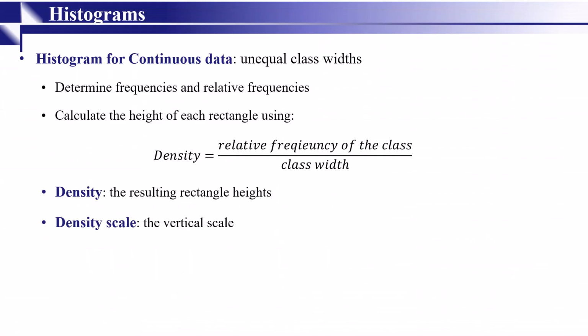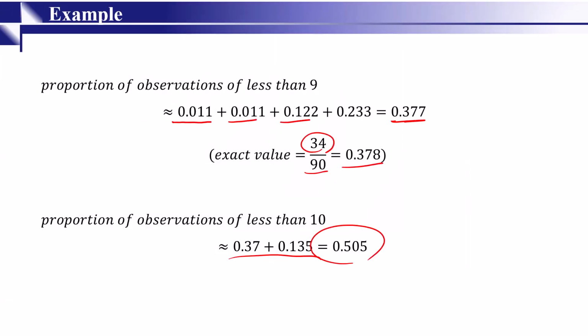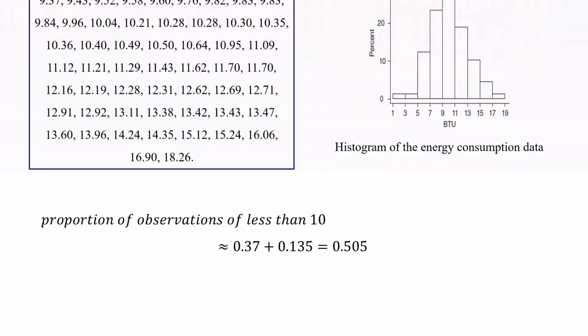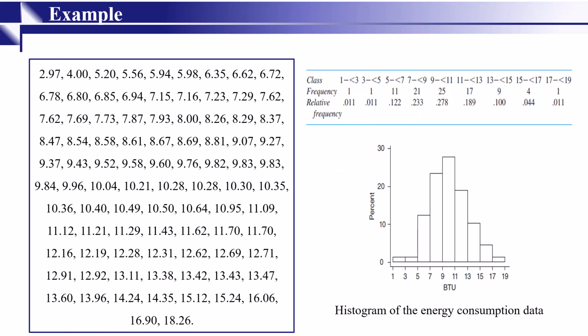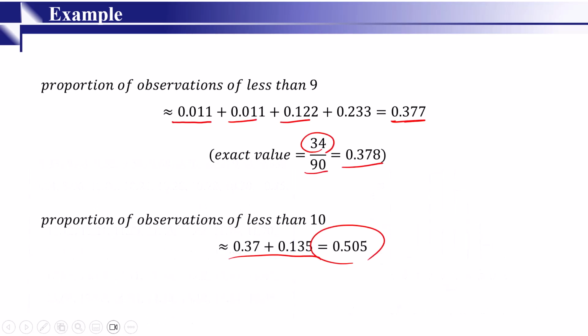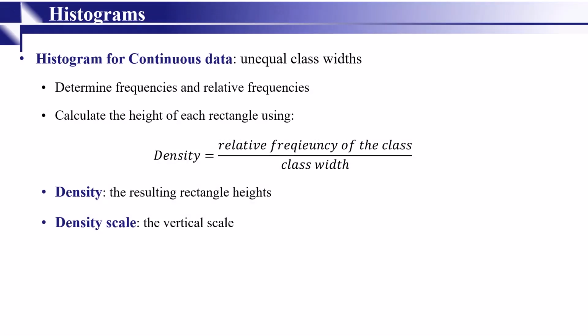So we need to make a histogram for continuous data when the class widths are unequal. In here, these are equal, right? So we say 1 to 3, 3 to 5. So this increases by 2, but sometimes it is not like that. You know, these are unequal class widths.